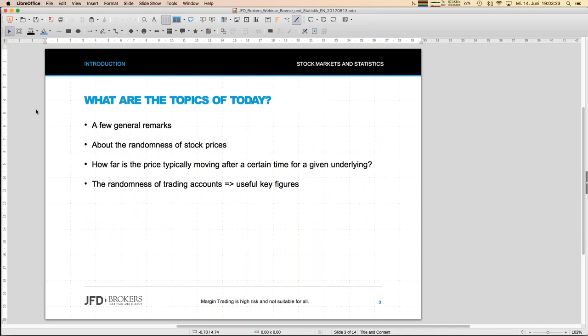So what are the topics, a little bit more in detail today. The title Stock Market and Statistics is already telling you something, but I have to make some general remarks on the relationship of stock market statistics, and you will often hear today the word randomness. So random price changes, random walker, and I want to bring a little light into that kind of topic, and you will see that we look at the stock markets from a different perspective, more from the perspective of a so-called random walker.